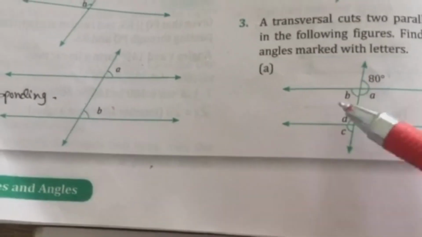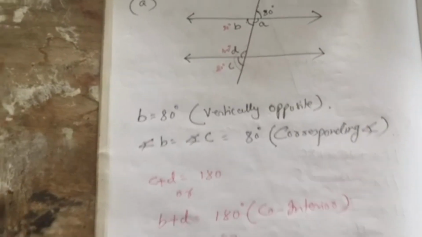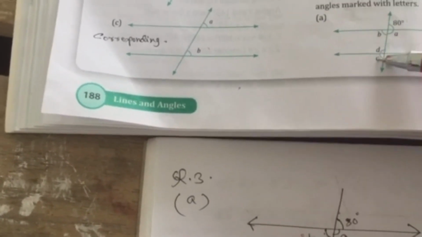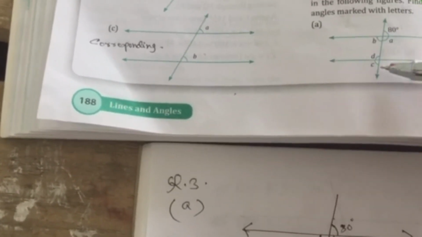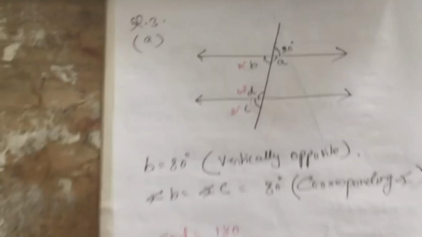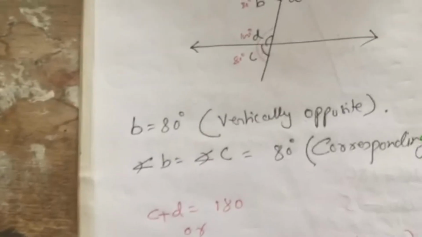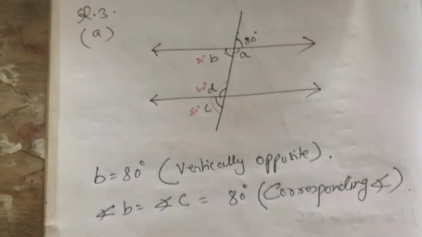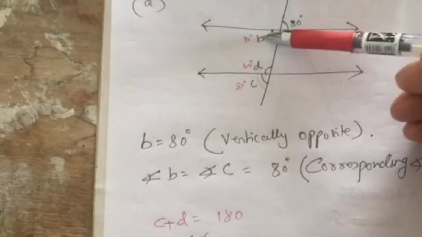If this is 80, B will also be 80, vertically opposite. Did you see? And B has got a relation with C. B is below the line, C is also below the line. B is on the left hand side, C is also on the left hand side. So this is C, I have done it here. So B and C are equal because B and C are corresponding angles. So now I know this is 80, this is 80, this is 80.